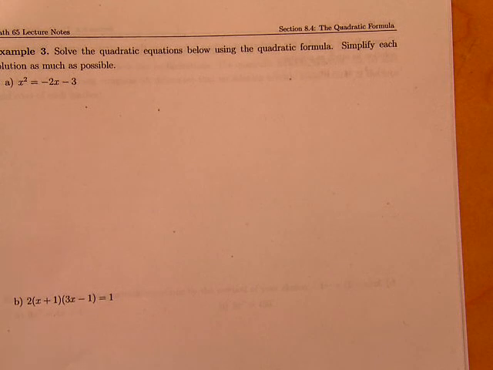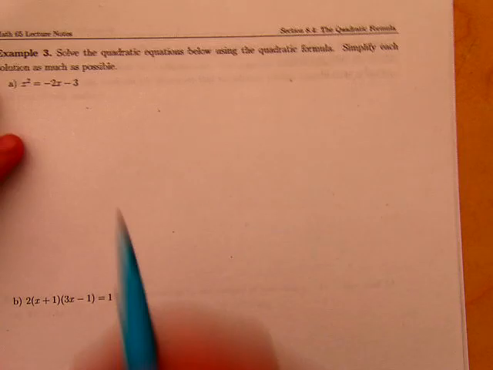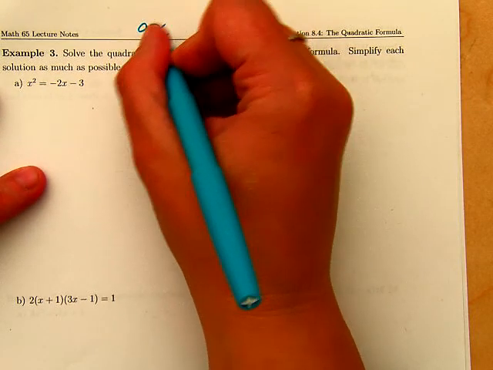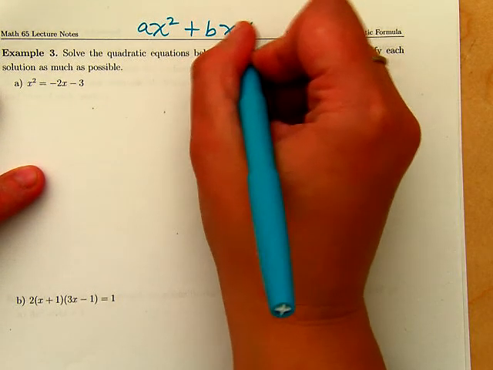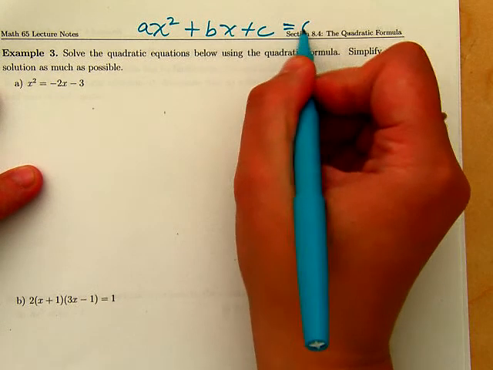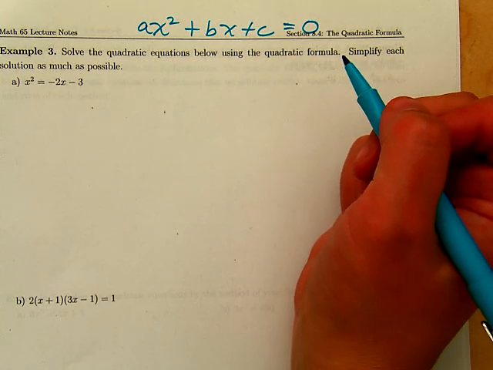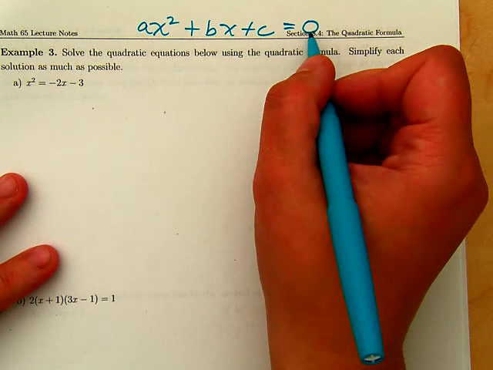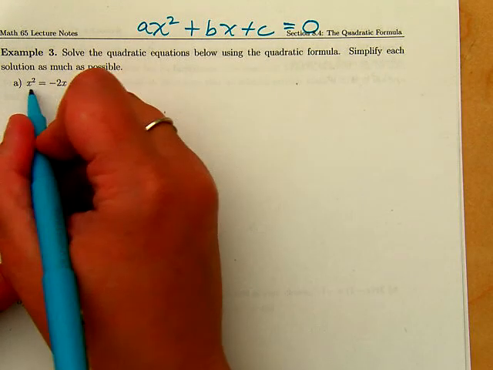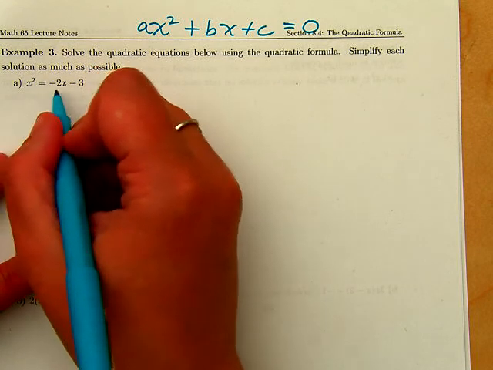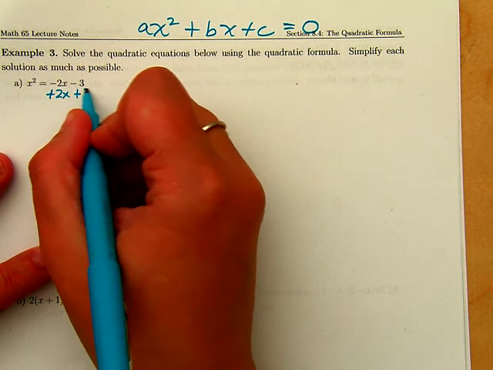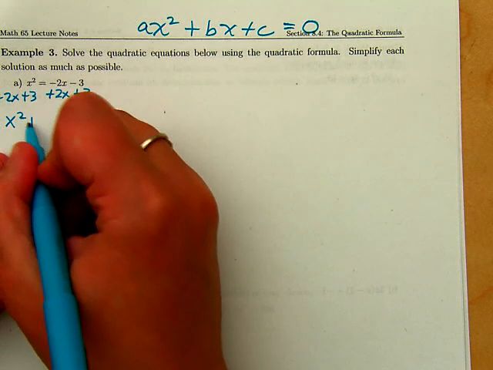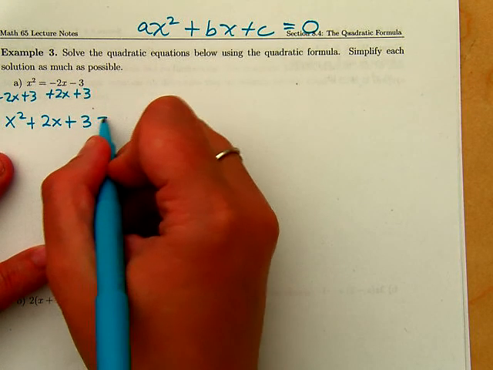Okay, solve the quadratic equation below using the quadratic formula. So here, remember that we need it in standard form, which is ax squared plus bx plus c equals 0. So our first step always needs to be to set it equal to 0. Good. We should always try and keep x squared positive. So we're going to add 2x and add 3 to both sides. So we get x squared plus 2x plus 3 equals 0.